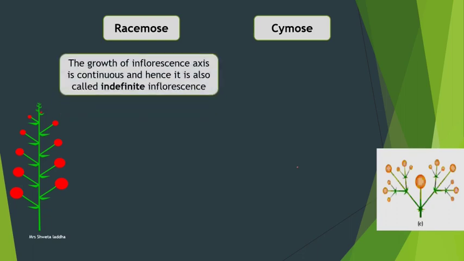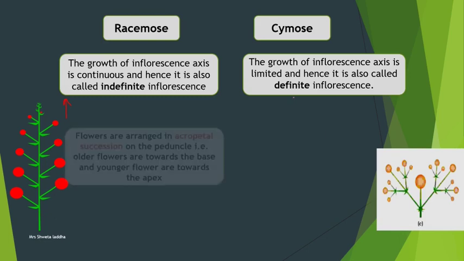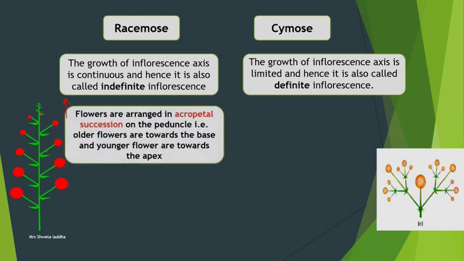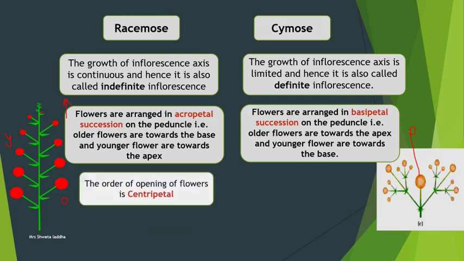The growth of the inflorescence axis, as I told, is continuous in case of racemose, so it is called indefinite, and it is limited in cymose because the apical bud is terminating into a flower, so it is definite. As the older flowers are at the base and younger are at the apex, we call this arrangement acropetal arrangement. Whereas in cymose, the young flowers are at the base and older flowers are at the apex. This arrangement is called basipetal arrangement.